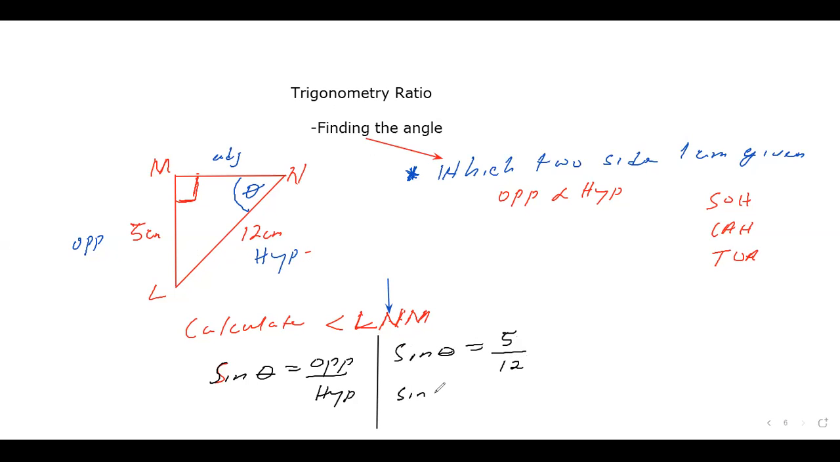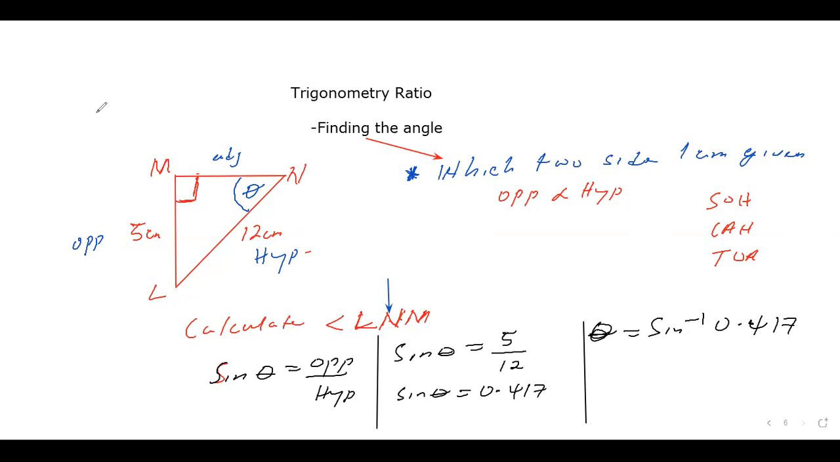Now, can somebody work it out for me? What is 5 over 12 in decimal? Give it to 3 decimal places, please. 0.417. All right. So when you finish, we are going to say that the angle, or the theta, is equal to sine inverse, that means sine negative 1. If you want to find an angle, you always use this: sine negative 1 of 0.417.